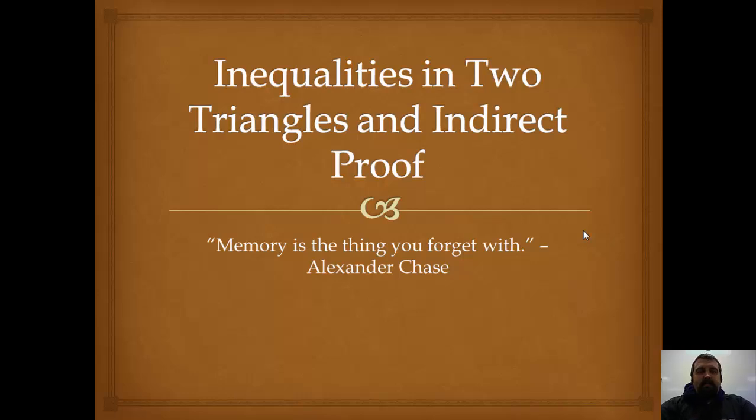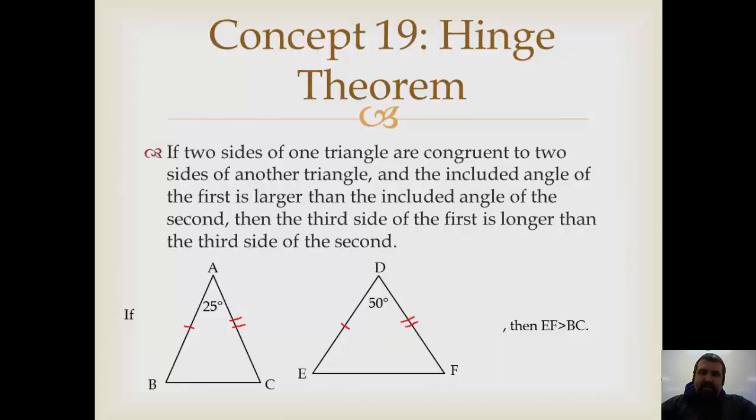Good afternoon, class. Today we will be talking about inequalities in two different triangles and what we call an indirect proof. This is section 6 of chapter 5. The first thing that I need to talk about is something we call a hinge theorem. The reason we call it a hinge is sort of like a door hinge, if you so wish to think of it that way.